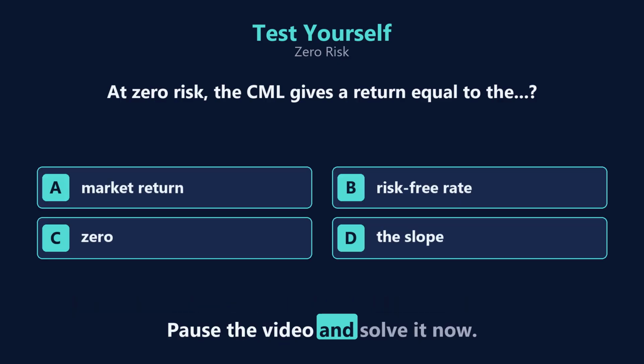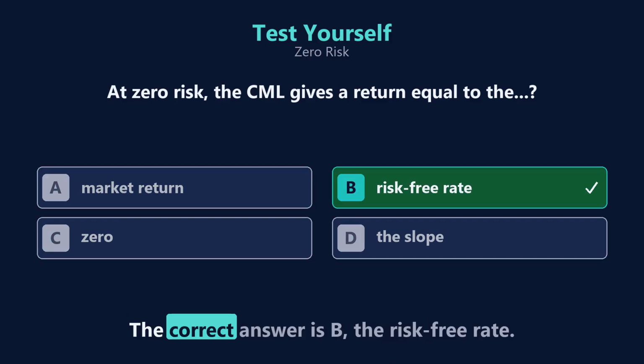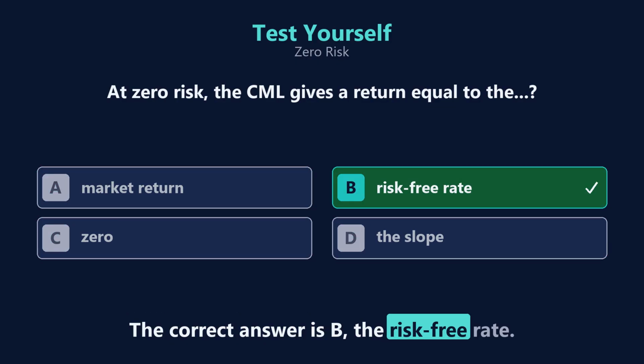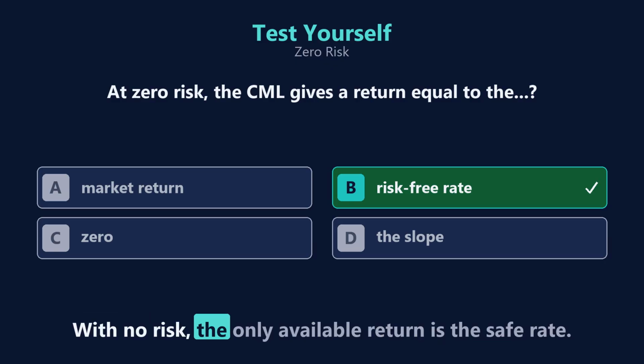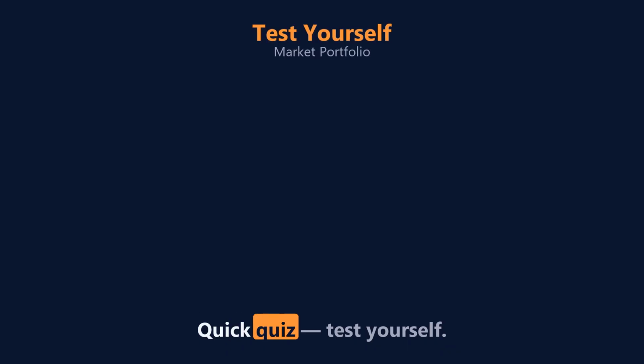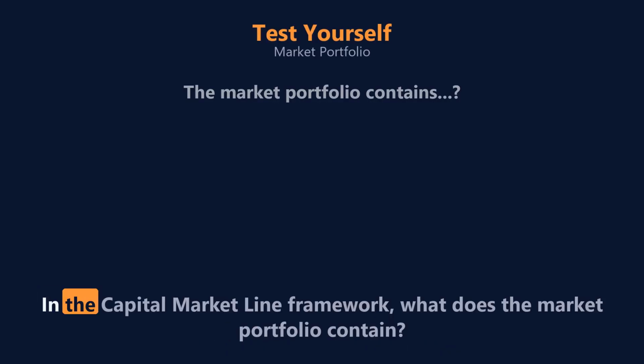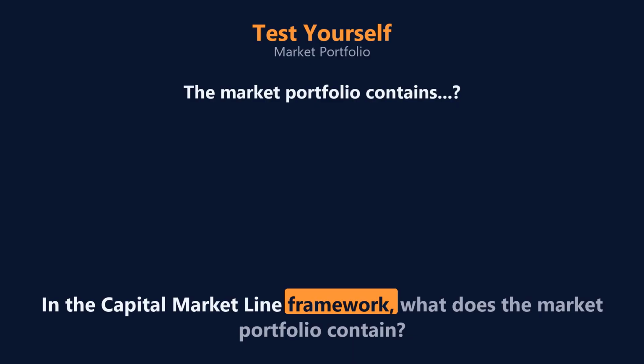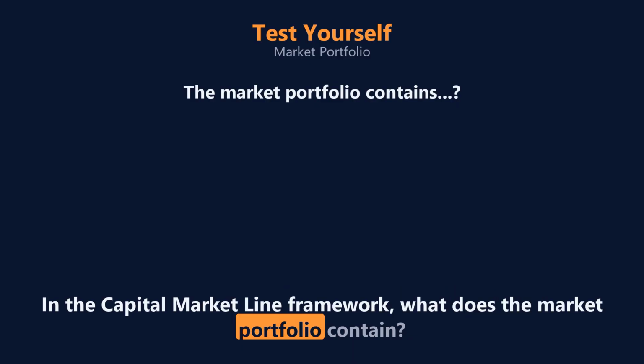Pause the video and solve it now. The correct answer is B, the risk-free rate. With no risk, the only available return is the safe rate. Quick quiz, test yourself. In the capital market line framework, what does the market portfolio contain?